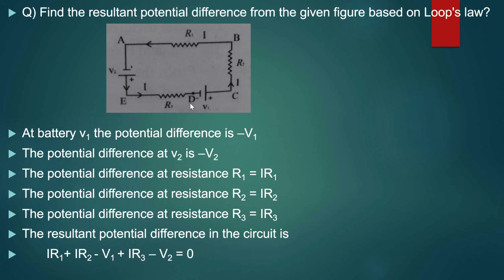So the sum of the potential differences of all these five components will be equal to 0. So IR1, which is here, plus IR2 minus V1 plus IR3 minus V2 is equal to 0.